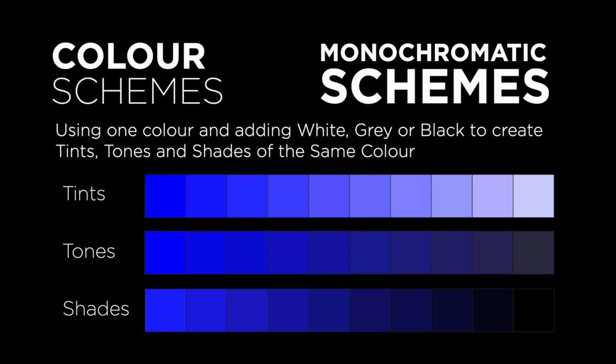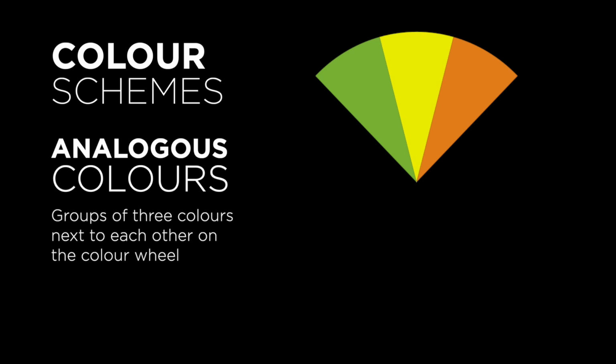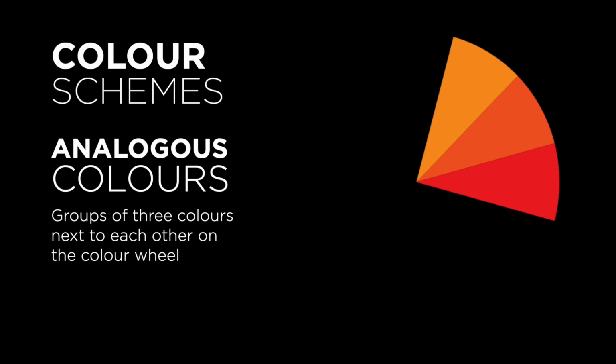Monochromatic schemes, using one colour and adding white, grey or black to create tints, tones and shades of the same colour, as the examples below. Analogous colours. Groups of three colours next to each other on the colour wheel that complement each other.